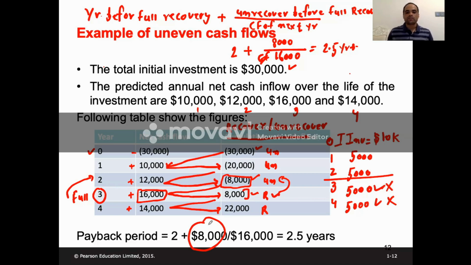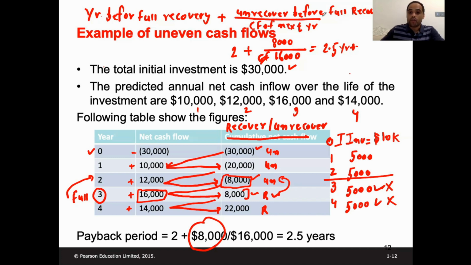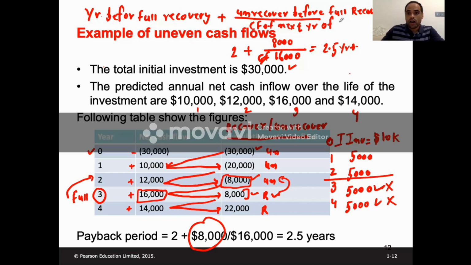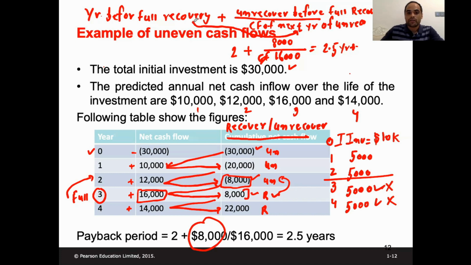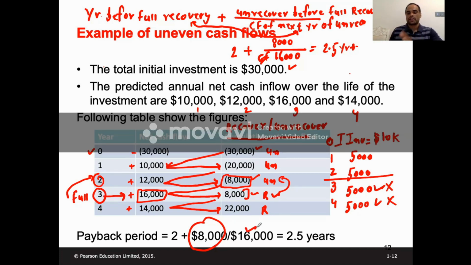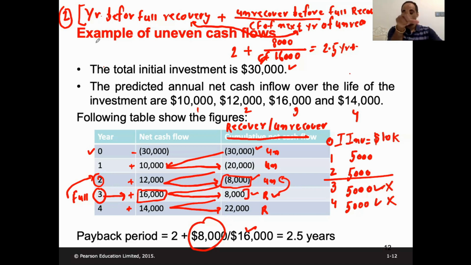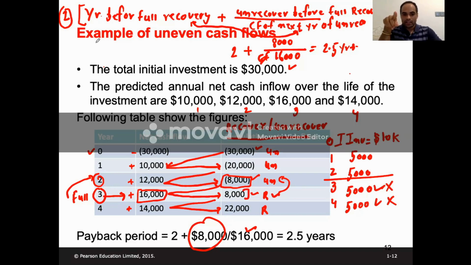Cash flow of next year means next year of the unrecovered year. So you can write cash flow of next year of the unrecovered amount, or next year of this year. This year was 2 and next year was 3. So that's why 16. It's two different things. If it's 2, next will be 3. If this is 3, next will be 4. So you can write cash flow of next year of the year before full recovery. The unrecovered amount was 8, which is year 2, so next is 3.